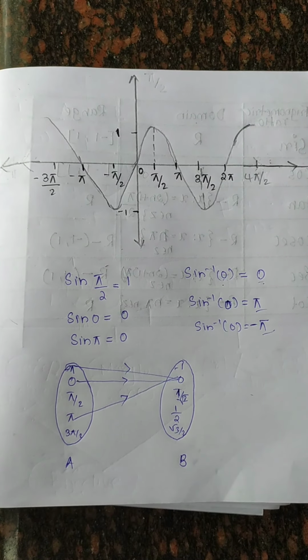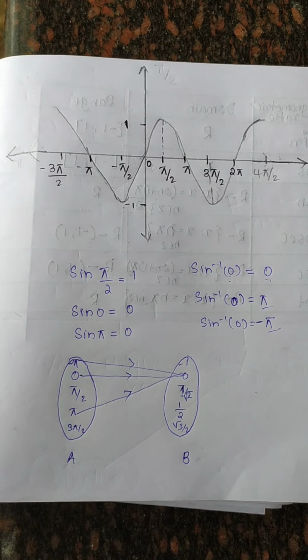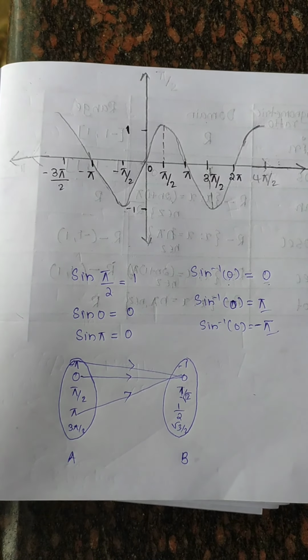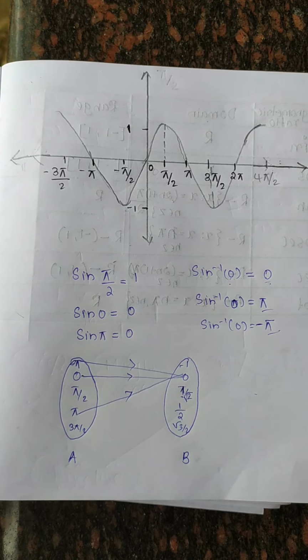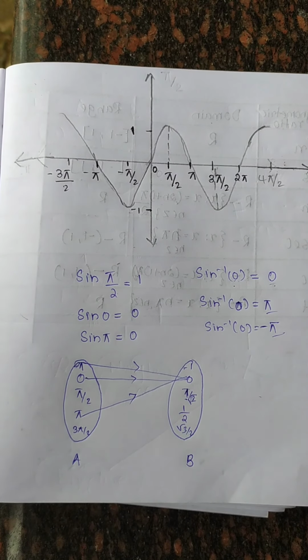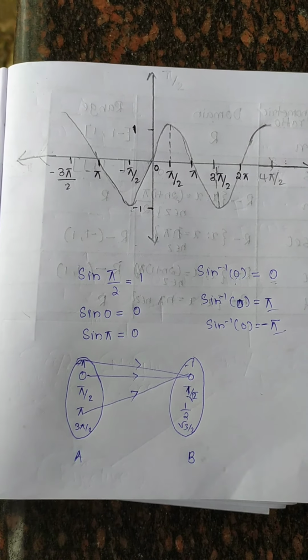To be invertible, what are the two conditions we have to fulfill? It must be a one-one function and an onto function. It is an onto function, but it is not a one-one function. If it is one-one and onto, it will be bijective and it will be invertible. The sine function is only onto. So we have to make it one-one.